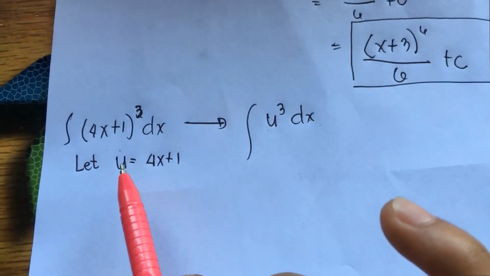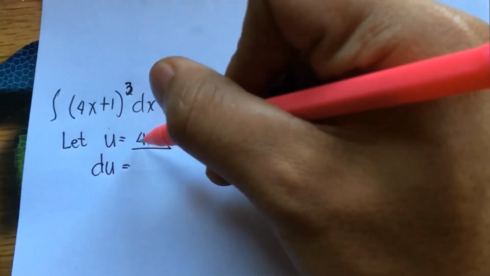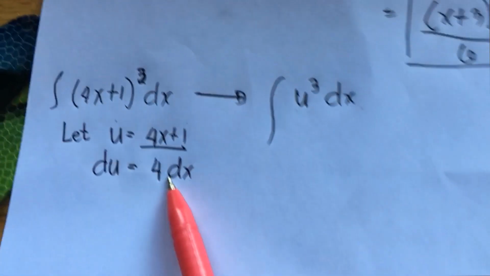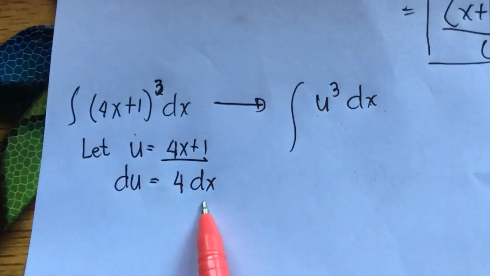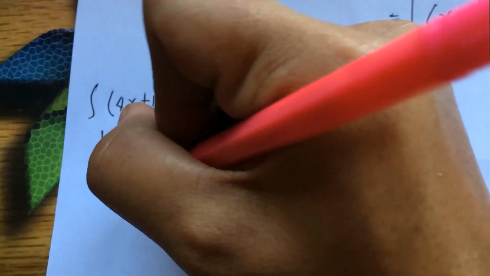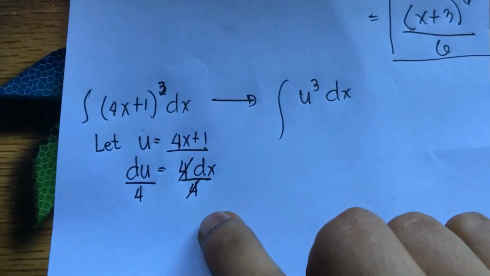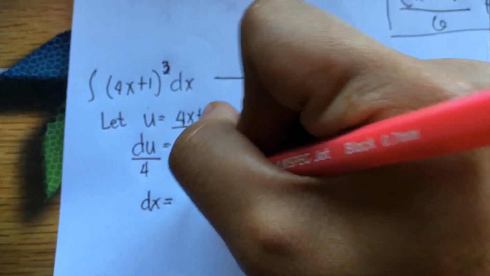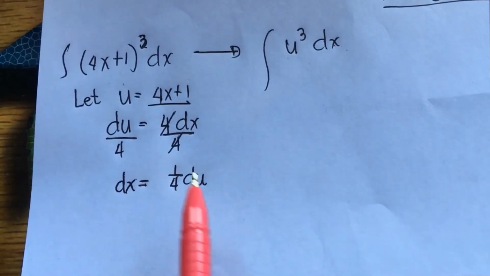So, unsay derivative sa u? du. Unsay derivative sa 4x? 4 dx. Okay? Asa man kaning 4? Derivative aning 4x plus 1, then lagyan ng dx. To find dx, you need to divide both sides by 4. Okay? Para dx na lang ang mabilin. So, you have now dx is equal to 1/4 du. Tama? Yung dx mo nagiging 1/4 du.